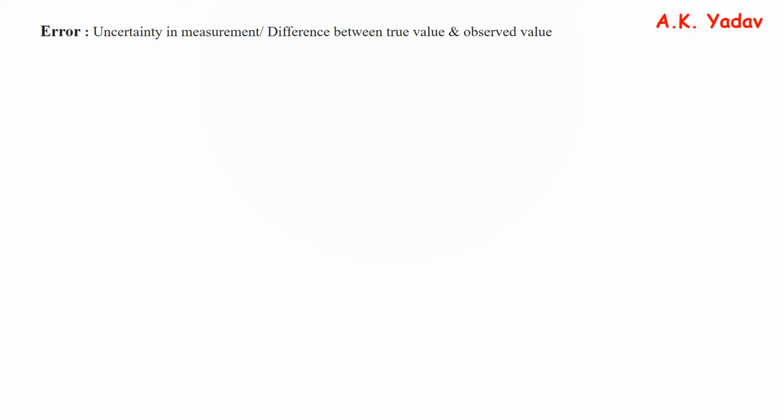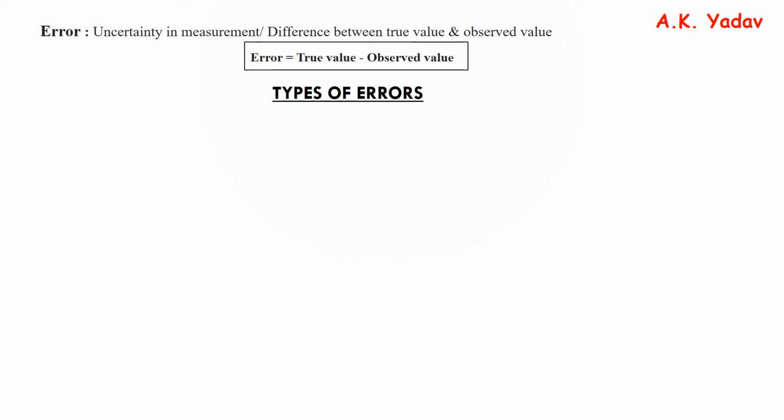Let's move forward. What is an error? Error is the uncertainty in measurement, or we can say the difference between the true value and the observed value. The true value is the value of a thing that you already know. But when you perform an experiment, what you get as a result is the observed value. So error is true value minus observed value. There are different types of errors.